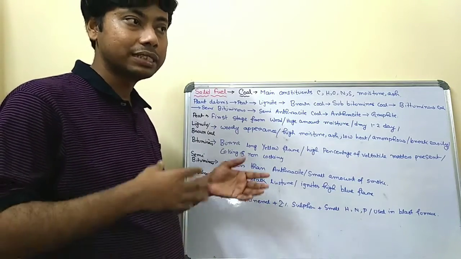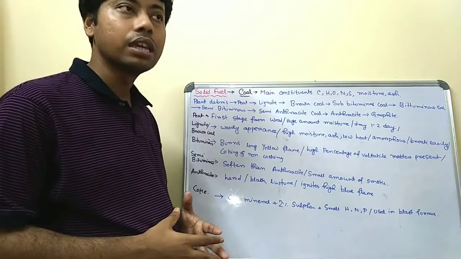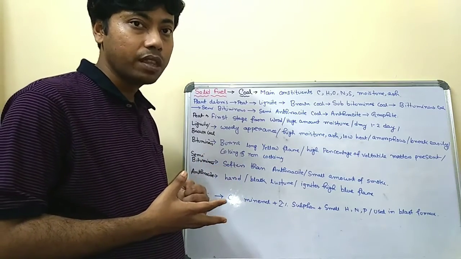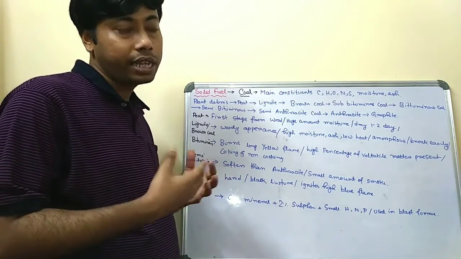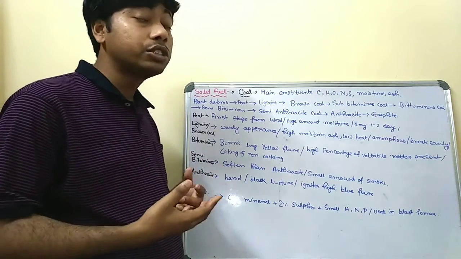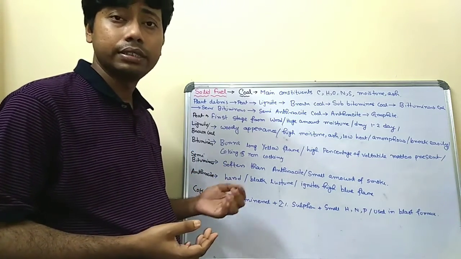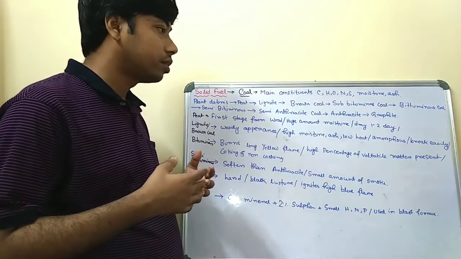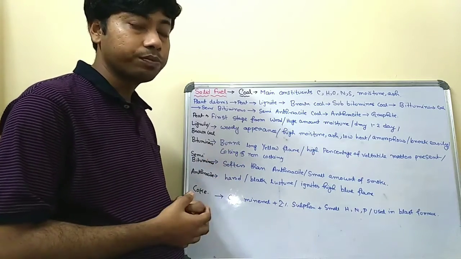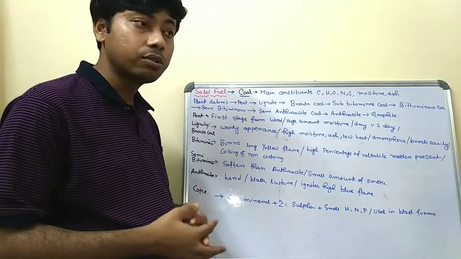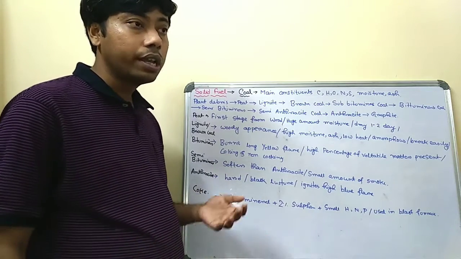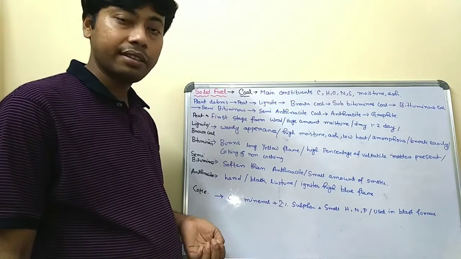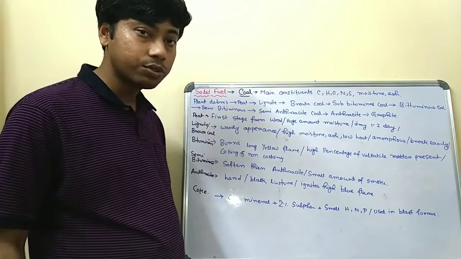As you know, coal is basically a hard rock. Its main constituent element is carbon, and there are other elements also: hydrogen, oxygen, nitrogen, sulfur, and some amount of moisture and ash. These elements are present in coal. As you know, there are four types of coal: peat, lignite, bituminous, and anthracite.